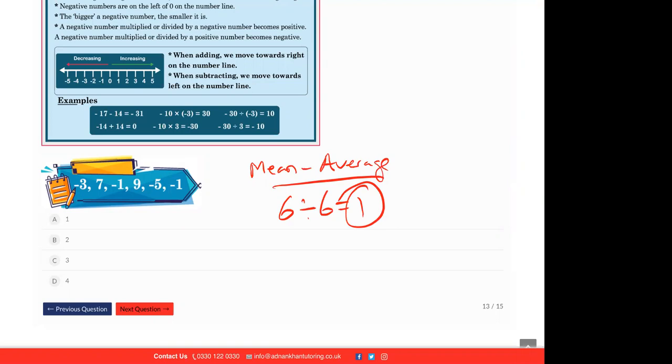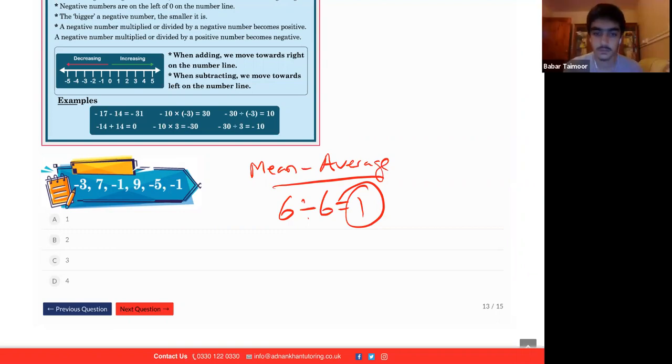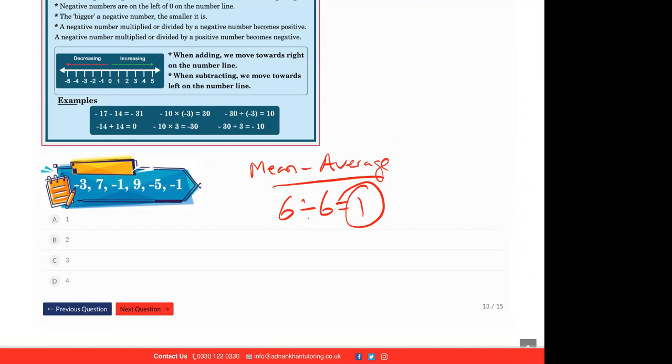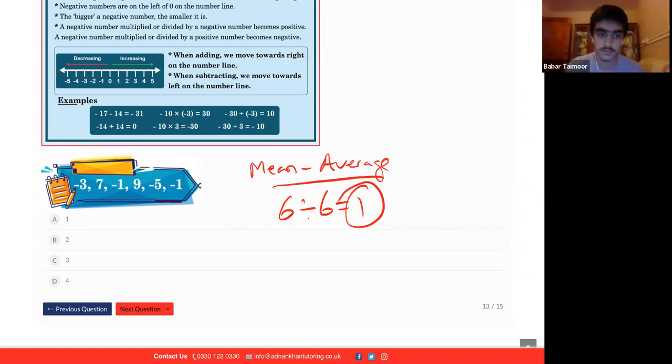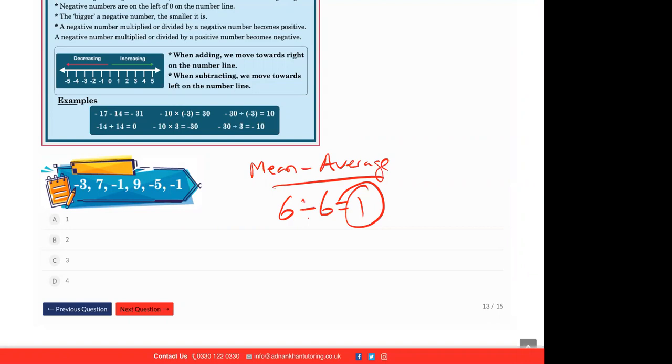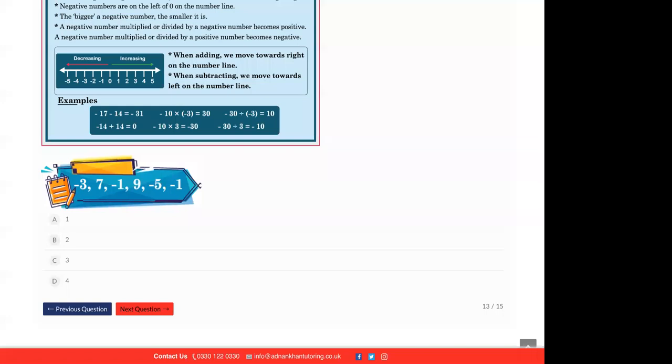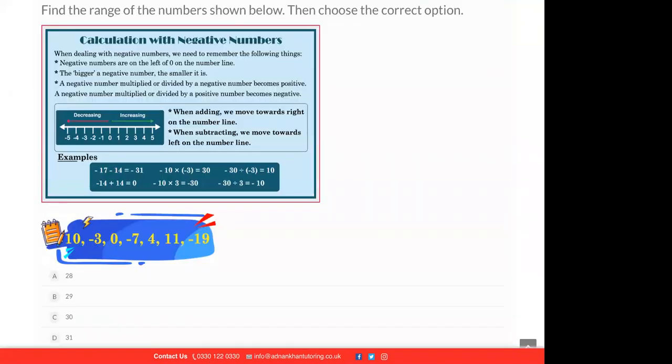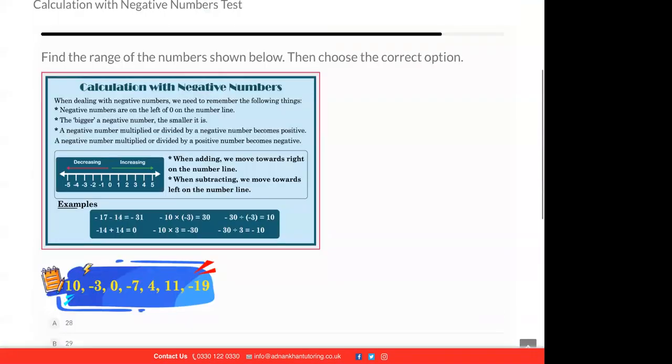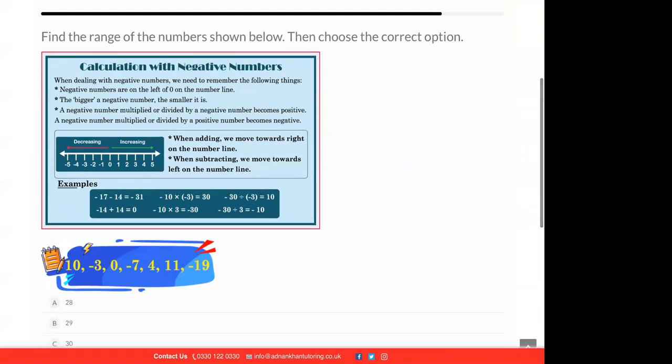Good lad, well done. So mean means the average, so add up all the numbers and divide by how many numbers there are. So when Barbara added up all the numbers, he just added up the first 2 numbers, 9 add 7, then he had to minus, and the total came to 6. And there's 6 numbers altogether, so 6 divided by 6 comes to 1. So 1 is our answer there. Well done. Thank you very much for that, Barbara.